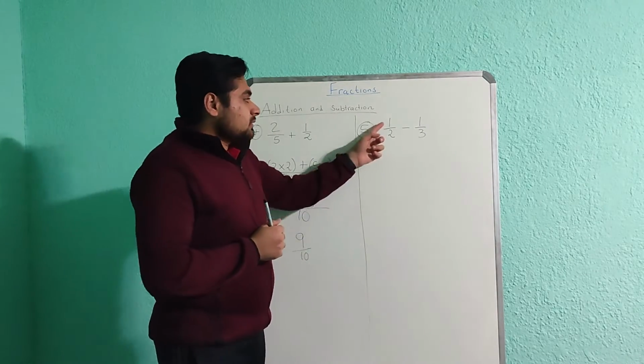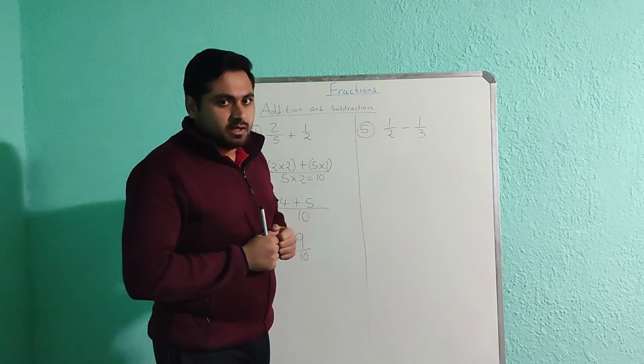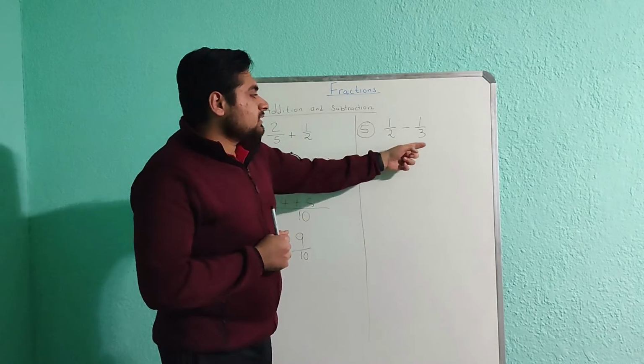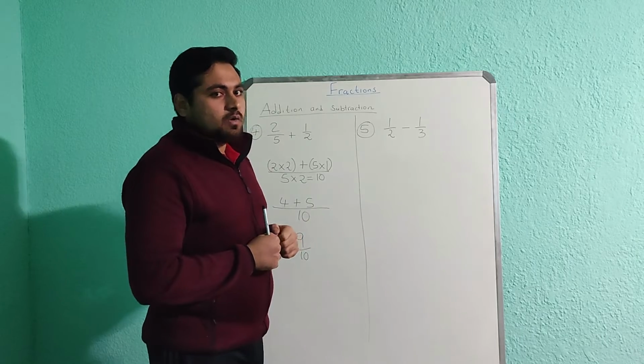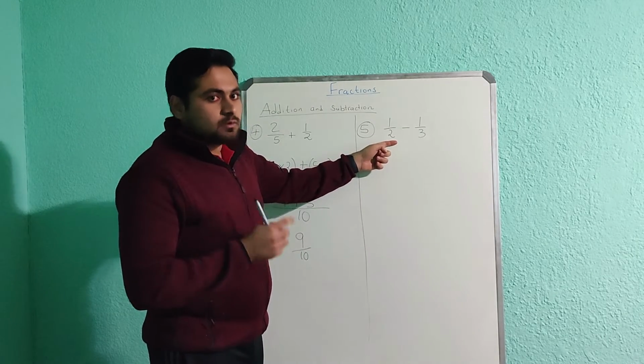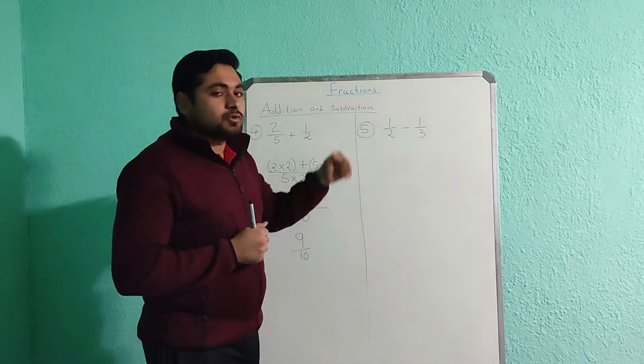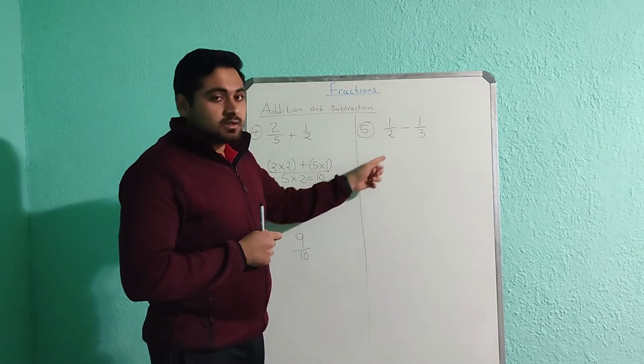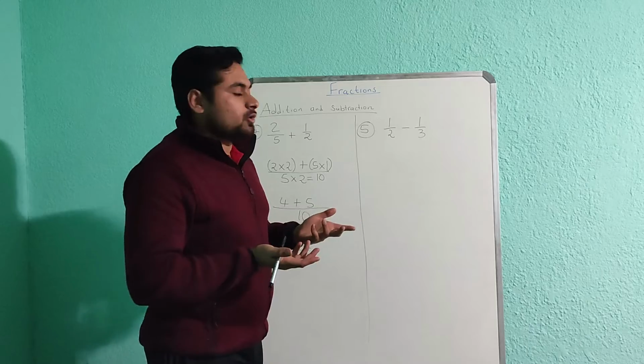Now number 5 says 1 over 2 minus 1 over 3. So we can see we got different denominators. Now, can 2 go into itself? Yes, once, without a remainder, but 3 cannot go into 2 without a remainder. So 2 is not our common denominator.